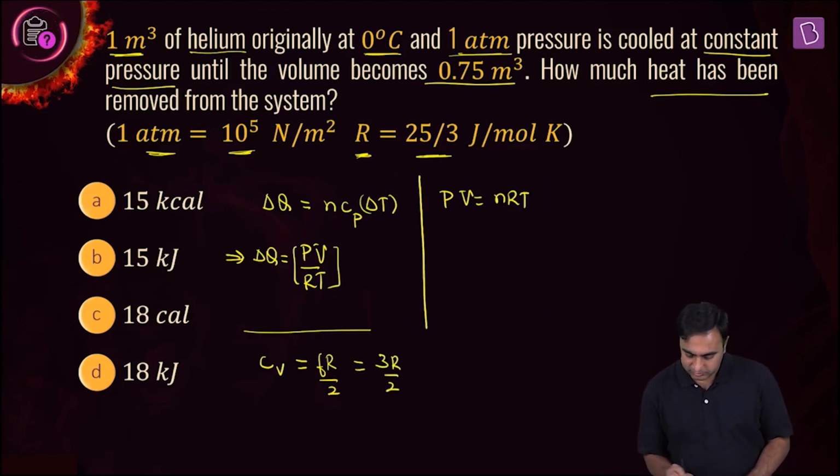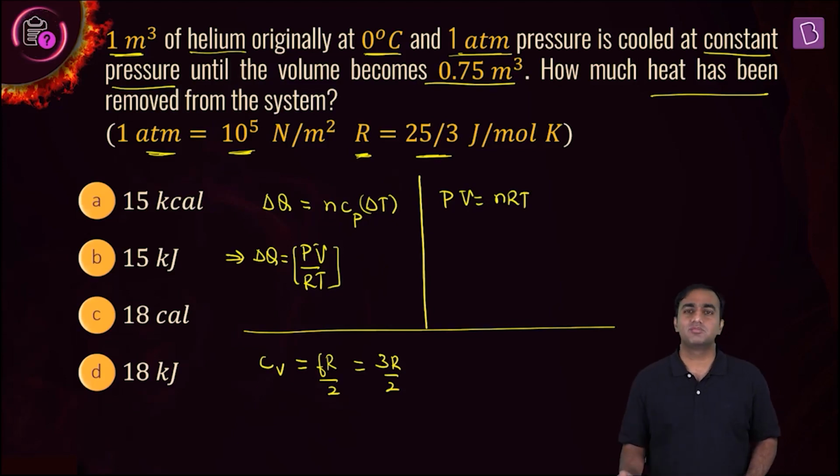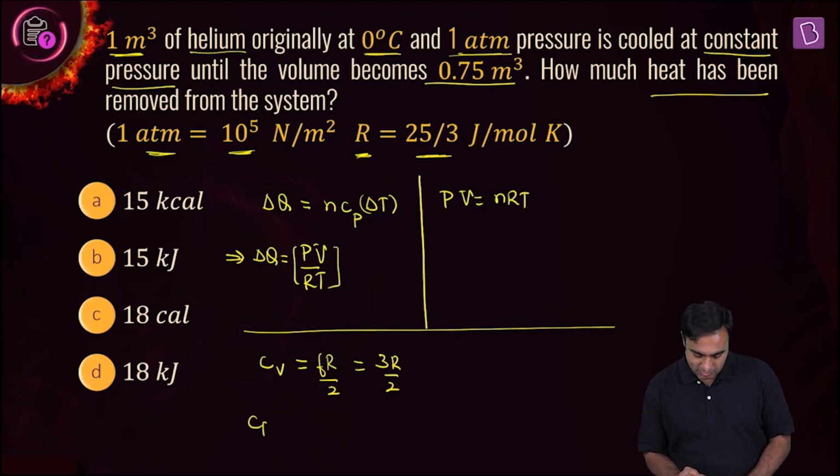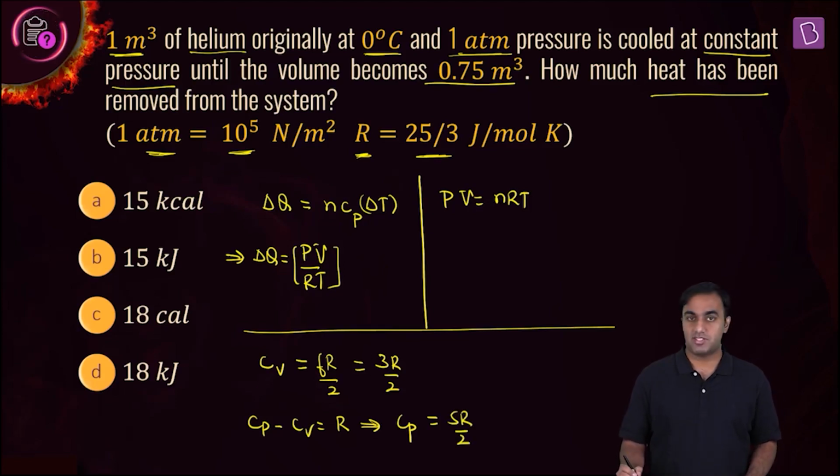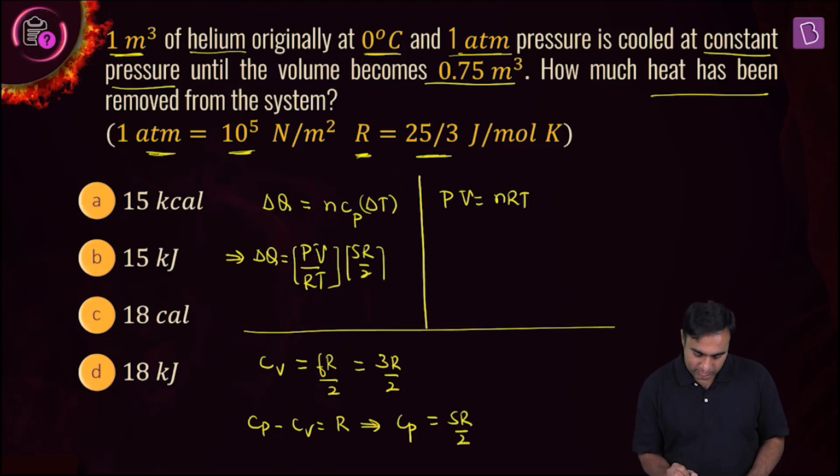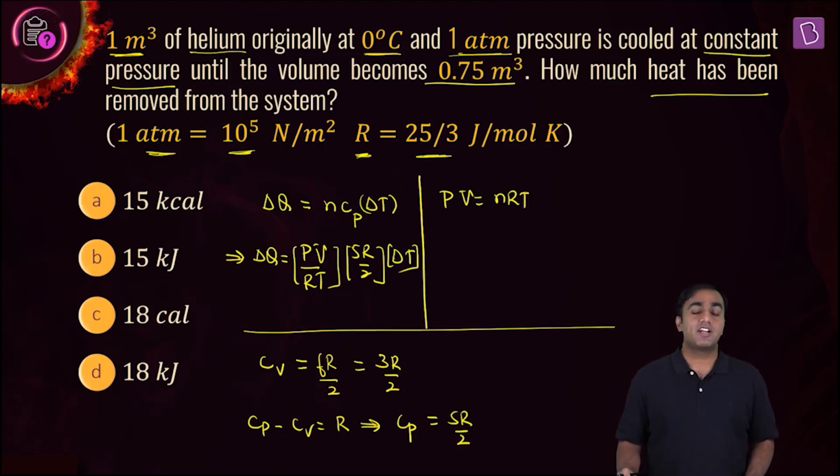Now from here, how do you find Cp? Mayer's equation helps us. It says Cp minus Cv equals R, and from here Cp turns out to be 5R by 2. So let's substitute Cp value. It is 5R by 2 into delta T. What is delta T? The temperature change in the system, which we don't know yet.